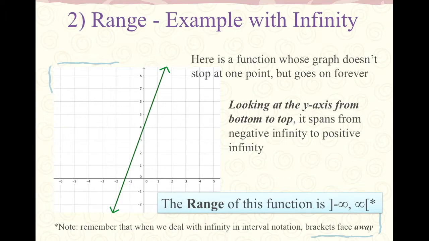Before I move on, is it possible that you're going to have infinity and a number? Yeah, absolutely. You could have one that goes from infinity to a number or a number to infinity. It doesn't matter, as long as you remember that it's possible that it goes to infinity or that it starts at infinity, and brackets face away.